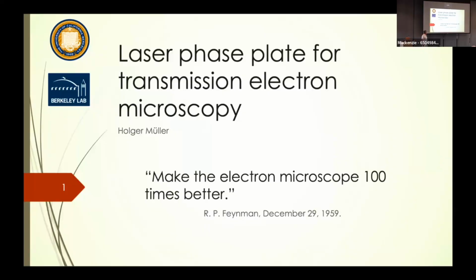In 1959, Feynman gave this famous speech, "There's plenty of room at the bottom," at Caltech. And one of the things he exhorted the physics community to do is be less arrogant. Talk to me about that in 30 years. And to make the electron microscope 100 times better. Unfortunately, he didn't specify in which way he wanted to make the electron microscope 100 times better. Fortunately for us, we have Bob Glaser at Berkeley who said, let's build a laser-based faceplate.